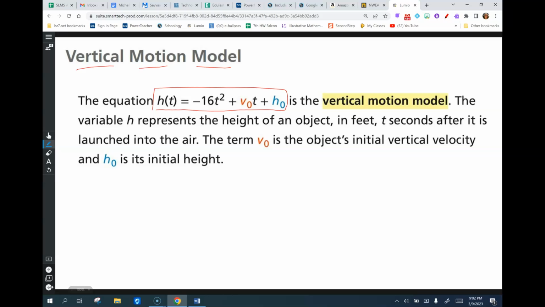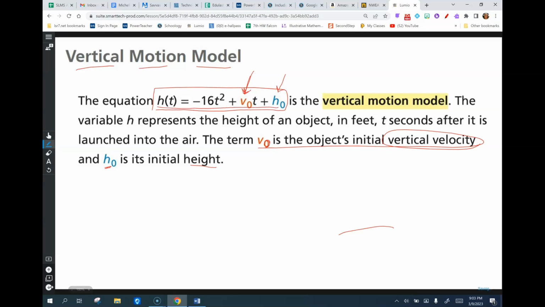Now let me explain what these two things mean right here. Notice it says here, v sub 0 is the initial velocity. It's v for velocity and 0 for a subscript, because it's the initial, the starting point. And you can guess that h is the height, and h sub 0 is the initial height. So we're going to have an initial velocity and an initial height, and we're going to be using those different ways. So make sure you have this written down.